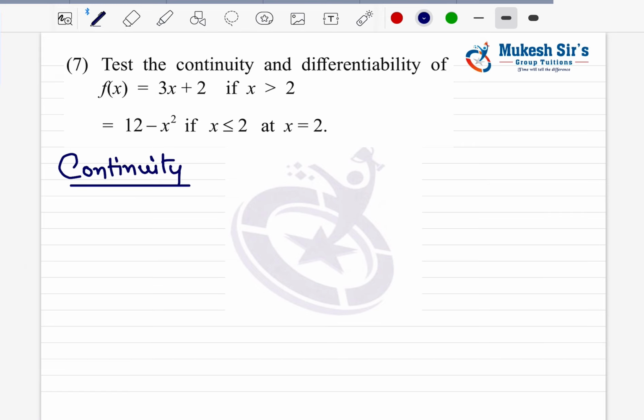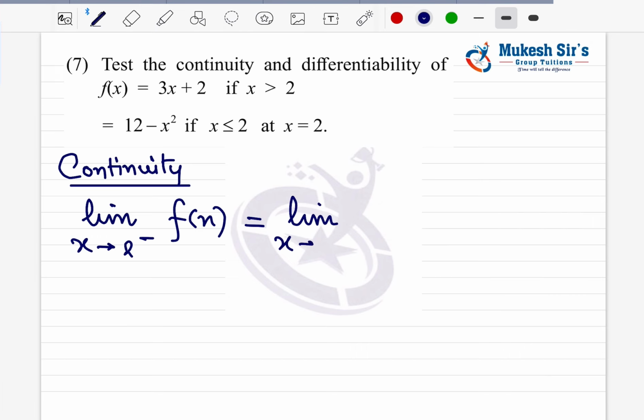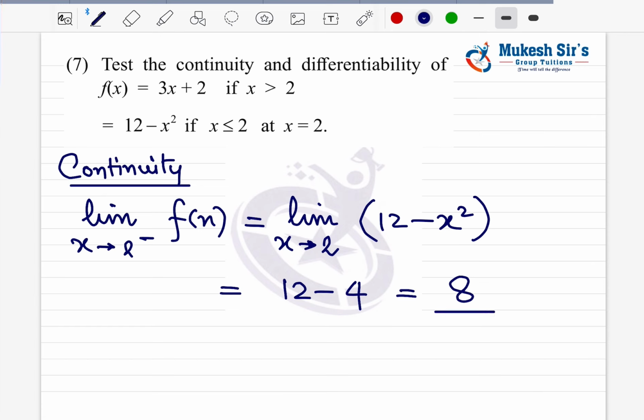So I'll find limit x tends to 2 minus f of x. For 2 minus, we have to take that function where x is less than 2, right? Which function is the less than 2 one? Is this the less than 2 or the greater than 2? This is greater than 2. You want the less than 2 function, right? So the less than 2 function is 12 minus x square. You can apply the limits here. You get 12 minus 2 squared, which is 4. 12 minus 4 becomes 8. So that's my left hand limit.